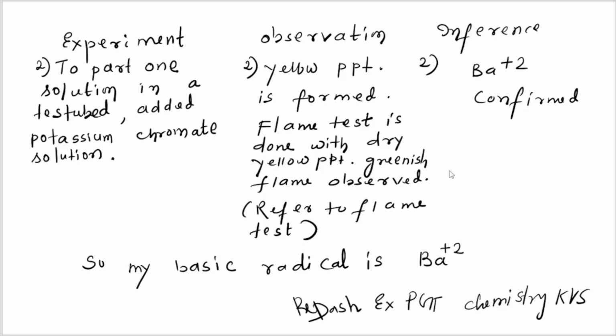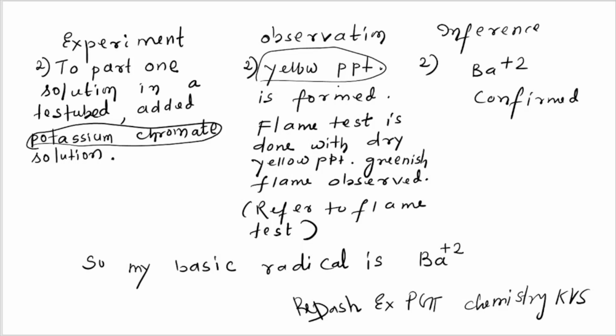If you are doing the test for Ba plus 2, then what to do? To the salt solution, to part 1. You are doing how many parts? 3 parts. To part 1 solution, here potassium chromate is added. Potassium chromate is soluble in water, that is called potassium chromate solution. Yellow precipitate forms. This is a very positive test, a very important test. And here the flame test is done with the dry yellow precipitate. Now you take this yellow precipitate, dry it and do the flame test.